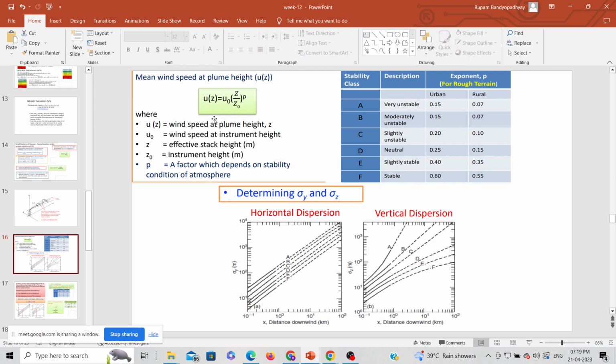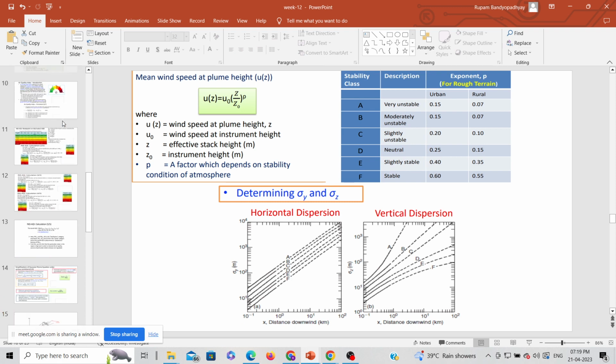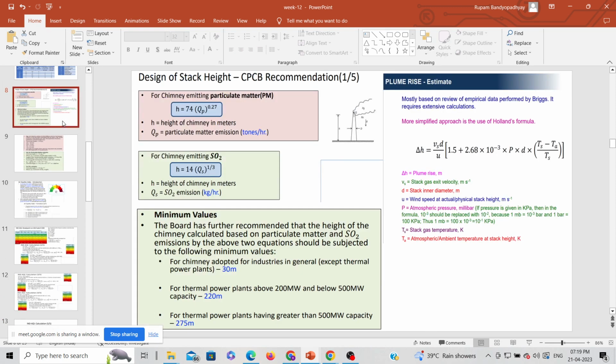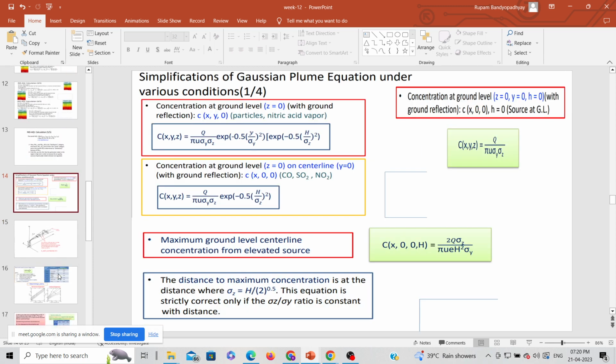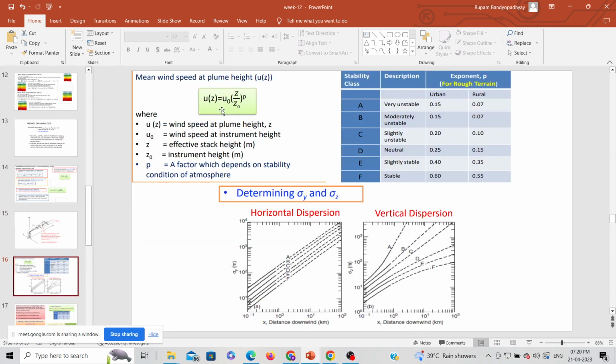Yes, this is the wind speed at different heights. Previously I was telling you about Holland's equation: if wind speed is given at 10 meter and stack height is 200 meter, you have to calculate what the wind speed will be at 200-meter height. Using this equation you can find out the wind speed at any other height.